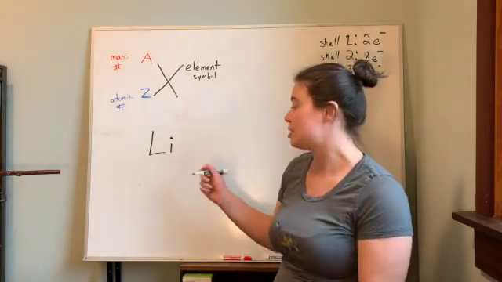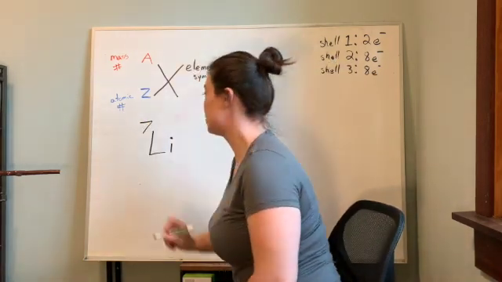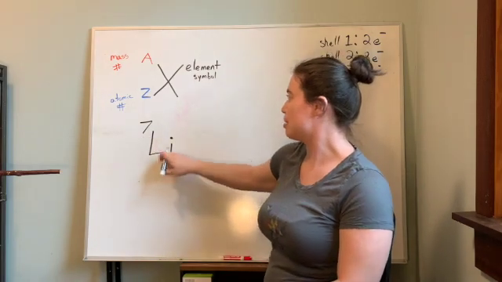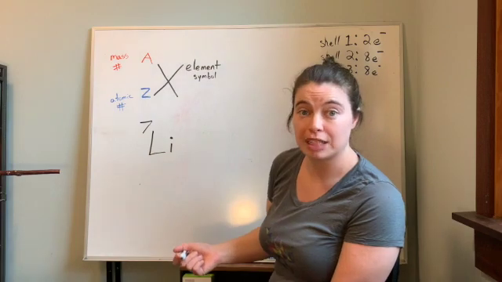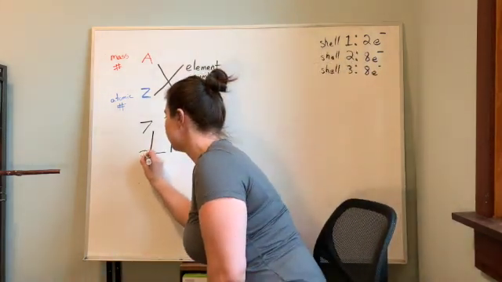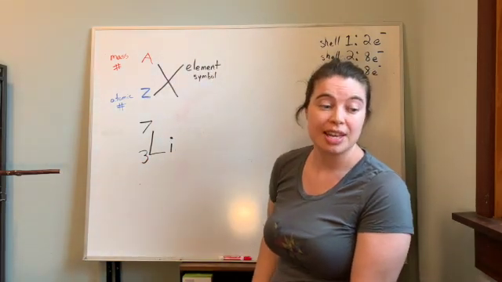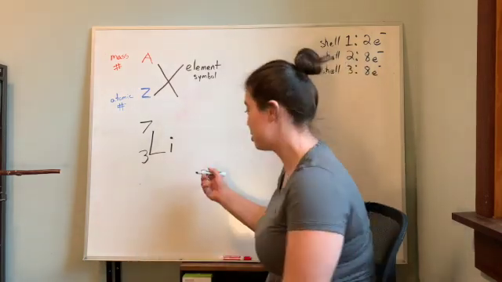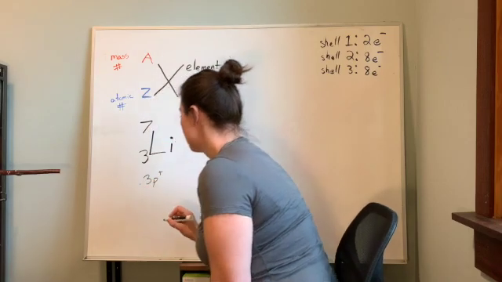So let's assume for the purposes of this that we are talking about lithium-7. So its mass number is 7. Our elemental symbol is Li. Now lithium is the 3rd element on the periodic table, so its atomic number is 3. Now we already know a fair bit about lithium. We know that it has 3 protons because its atomic number is 3. So we've got 3 protons.